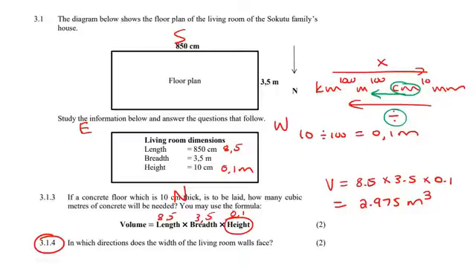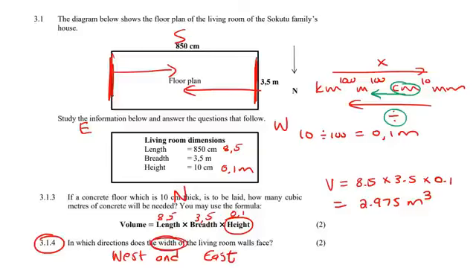So it says, in which direction does the width of the living room walls face? Okay, so the width is the same as the breadth. So this was the length, and then this would be the breadth or the width. So it's these two walls here. So some of them are facing west and the others are facing east. So we will say west and east. Okay, remember they weren't talking about the length, they were specifically talking about the width, which is the same as the breadth. I think they got that part of it mixed up there.